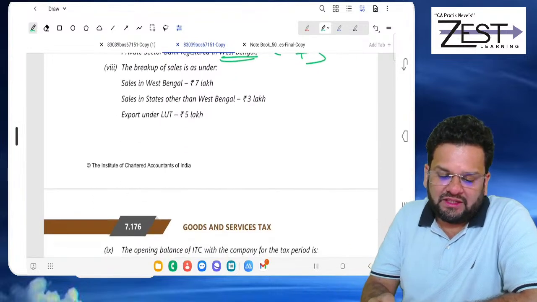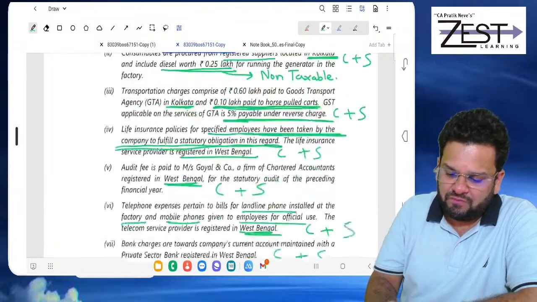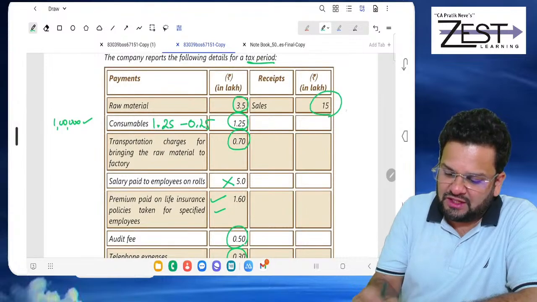Breakup of sales is as under. Sales in West Bengal, check your sales. Your sales figure is 15 lakh.